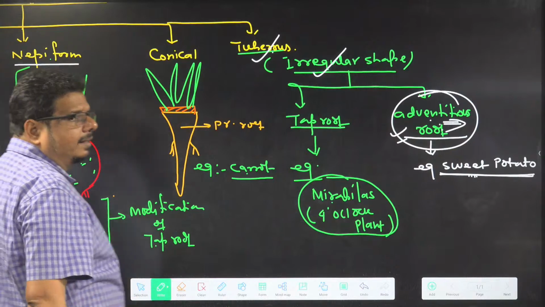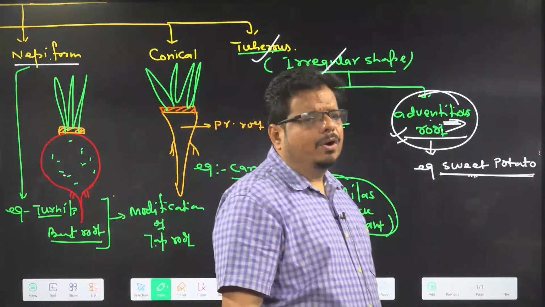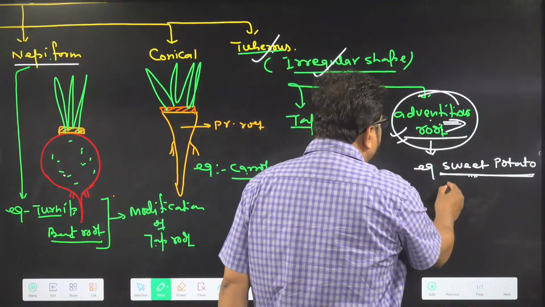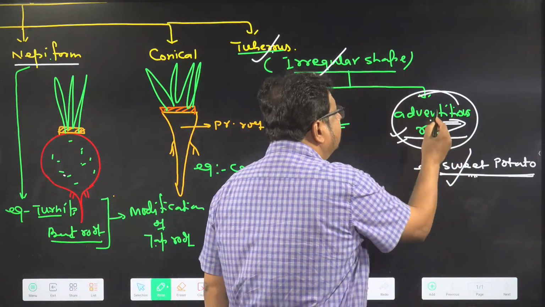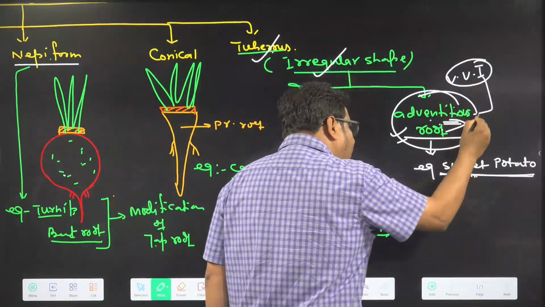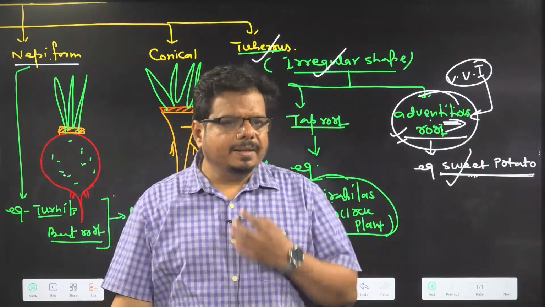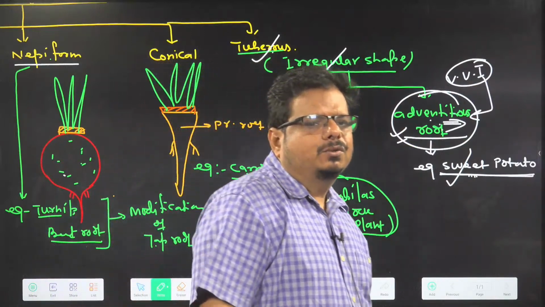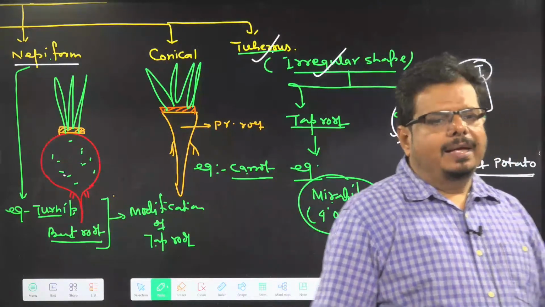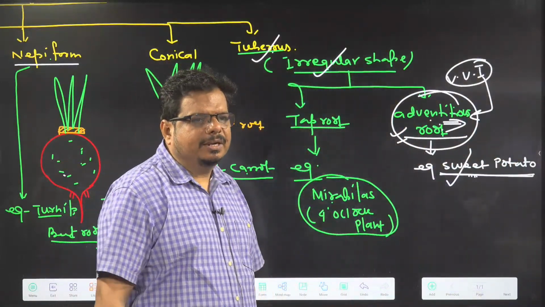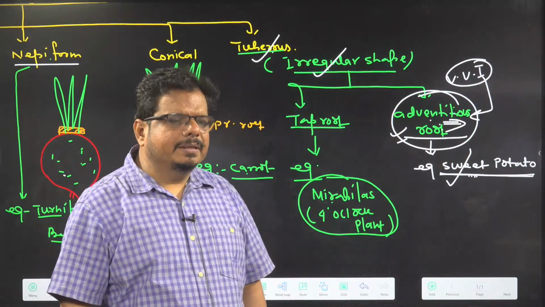Carrot, radish, turnip, all are the modification of taproot, but sweet potato is a modification of adventitious root. This line is very, very important. Don't forget this line. Understood? Clarity came in the mind or not? And very good, one student writing Ipomoea batatas. Of course, the scientific name of which one? Sweet potato. Then clarity came in the mind.